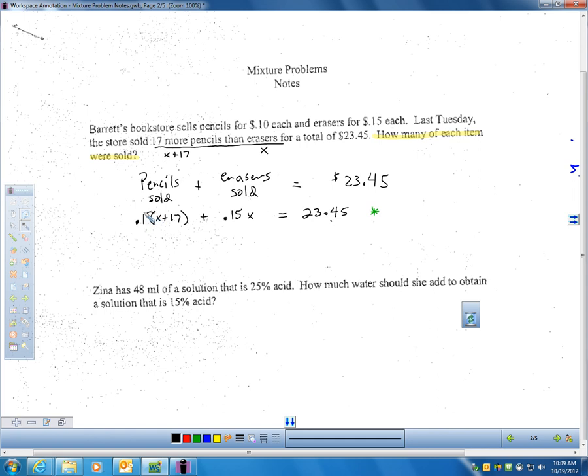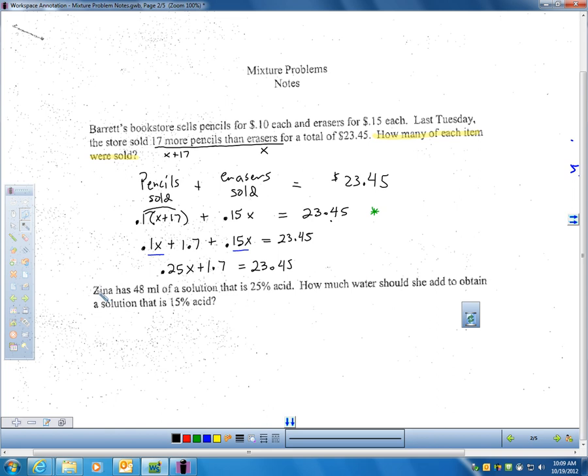Let's distribute. So I have 0.1x plus 1.7 plus 0.15x equals 23.45. I can combine like terms. I do see like terms. I have 0.25x plus 1.7 equals 23.45. I would definitely suggest writing these on a separate sheet of paper. You can see I'm running out of room.